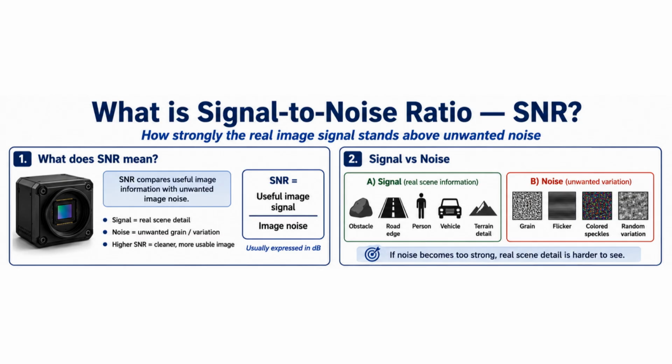Signal-to-noise ratio, or SNR, compares the useful image information captured by the camera with the unwanted noise present in the image. The signal is the real scene detail, such as obstacles, road edges, people, vehicles, and terrain features. The noise is the unwanted grain, flicker, colored speckles, or random variation that reduces clarity. SNR is usually expressed in decibels, or dB. A higher SNR means the useful signal is much stronger than the noise, producing a cleaner and more usable image. When noise becomes too strong, important scene information becomes harder to detect. This is especially critical for vehicle navigation in low light and difficult operating conditions.